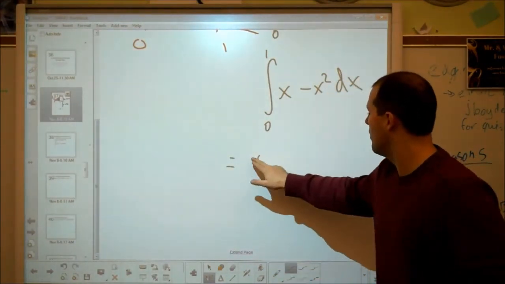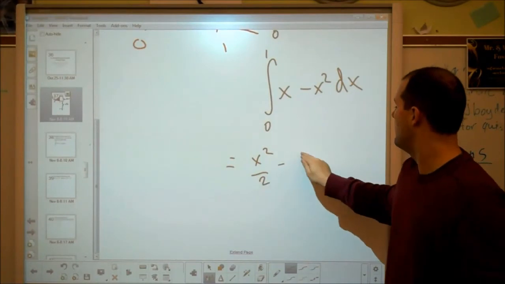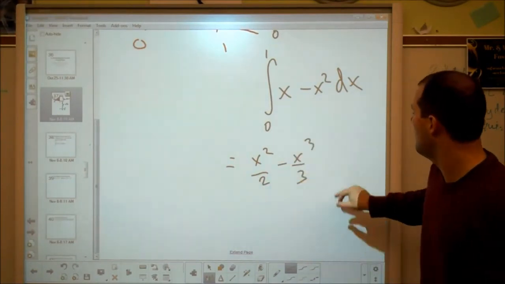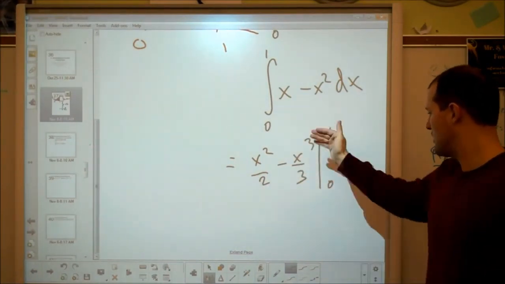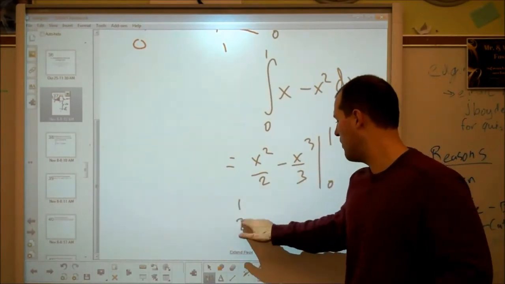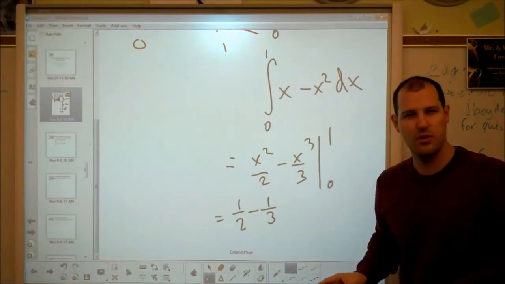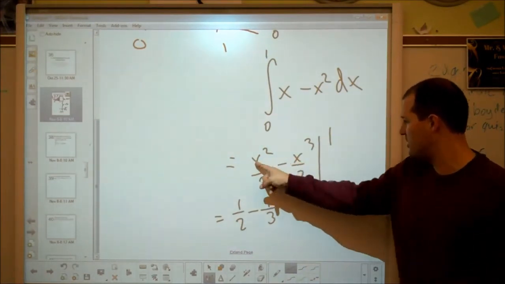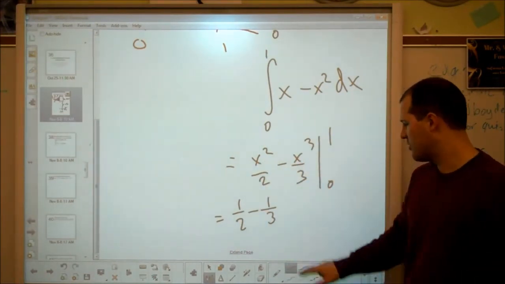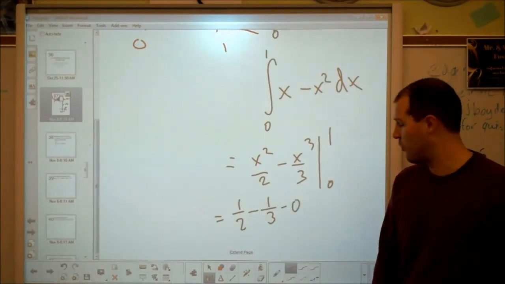Okay, so x squared over 2 minus x cubed over 3 from 0 to 1. Let's plug those in. Plug in a 1, I get 1/2 minus 1/3. I'm not going to show the work on this next part. I can see that when I plug in a 0, that's all going to turn into 0, so that would just say minus 0 at the end. I'm not going to show the work on that though.